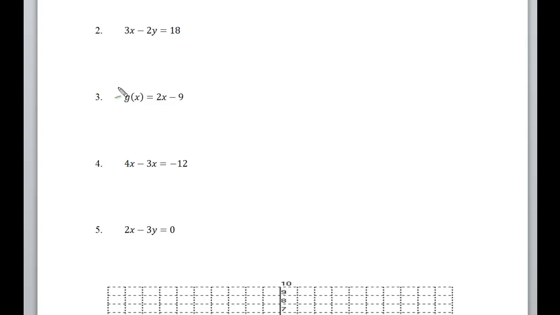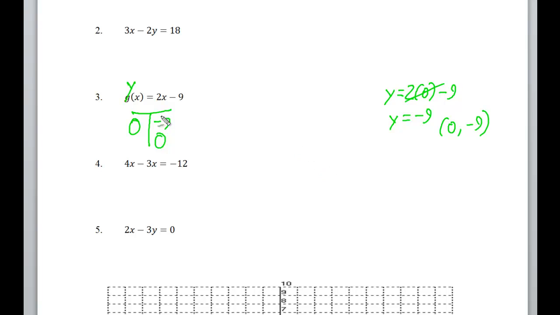So I've got my equation, written as g of x, y is equal to 2x minus 9. I'm going to make my table, 0 and 0, plug my 0 in for x, and in doing so this will solve my y-intercept, so y is equal to 2 times 0 minus 9. This is the easy one to find because 2 times 0 makes 0, so y is equal to 0 minus 9, which is negative 9. So my y-intercept is, again, 0 comma negative 9. Now I'm going to find my x-intercept by plugging 0 in for y.